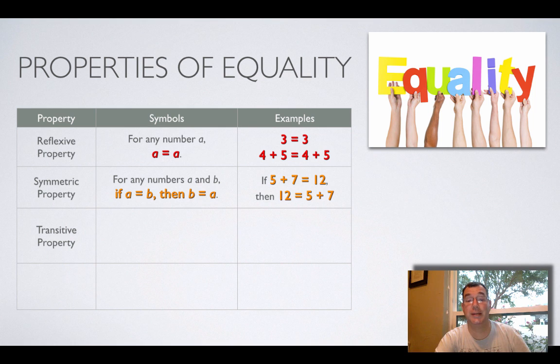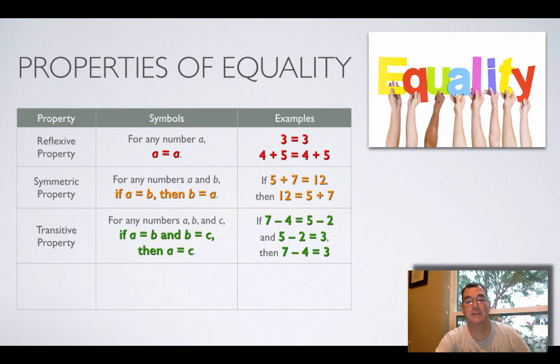Then we get into the transitive property, where we're talking about three equal numbers or expressions. So for any numbers A, B, and C, if the first thing is equal to the second and the second is equal to the third, then obviously the very first thing is equal to the very last thing. They're all equal, but that's something that needs to be said as well. So an example is if 7 minus 4 is equal to 5 minus 2, which they are, and if 5 minus 2 is equal to 3, which it is, then 7 minus 4, which is the very first thing I talked about, would have to equal 3, the very last thing I talked about.